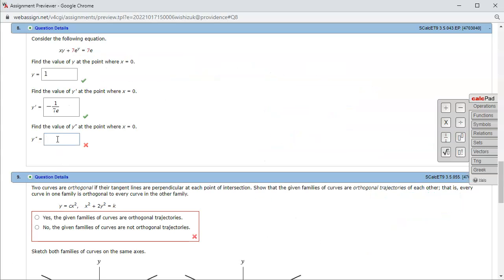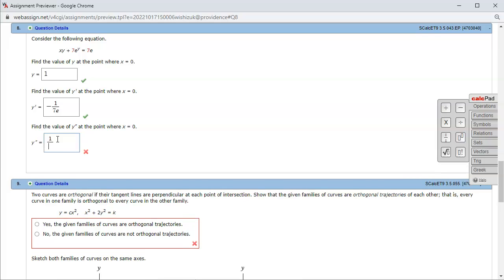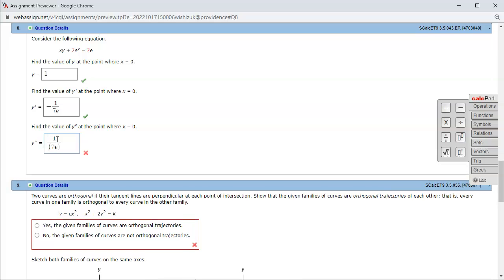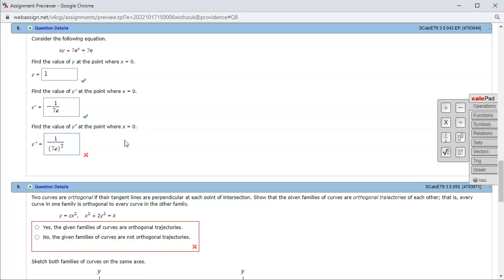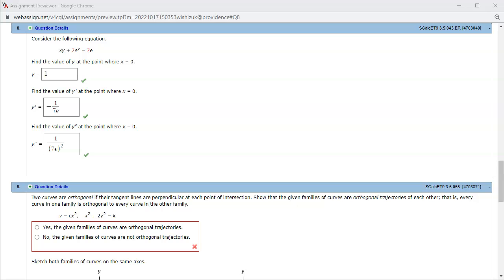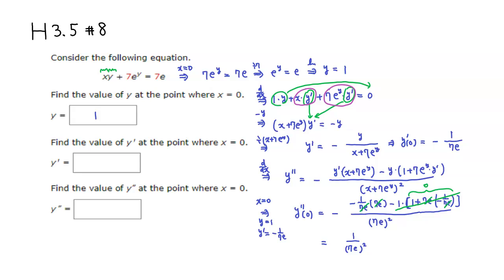We have 1 over 7e squared. Let's check the answer. It came back and it looks like we got the last one correctly. That's it. I hope that this was clear.